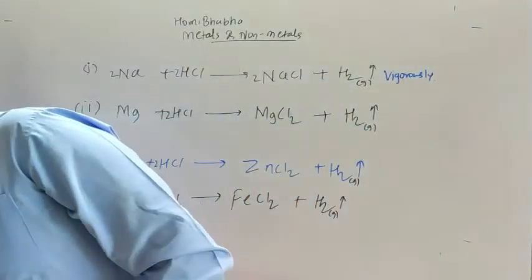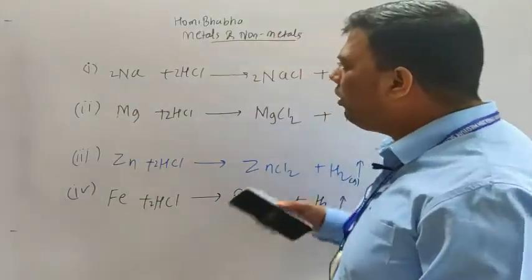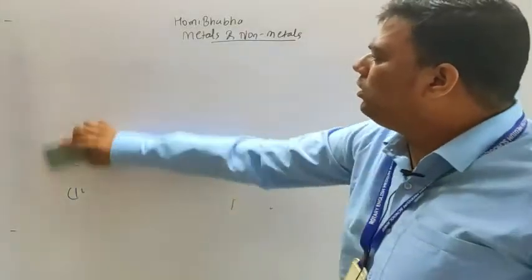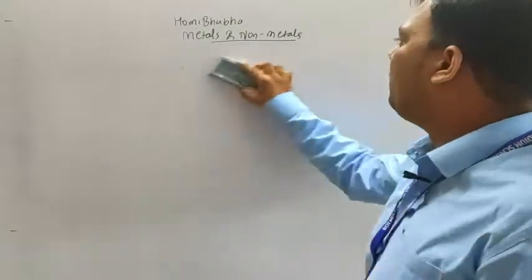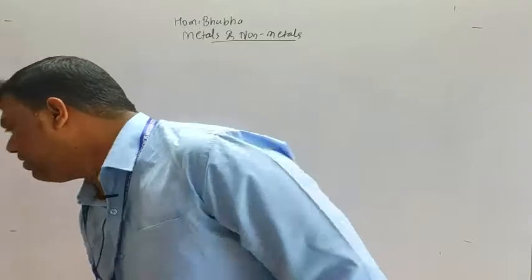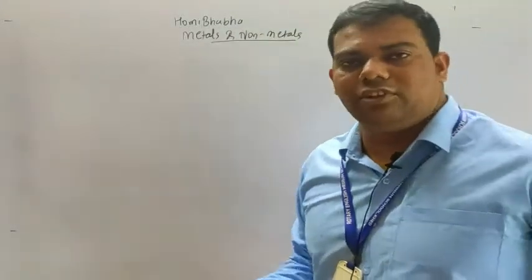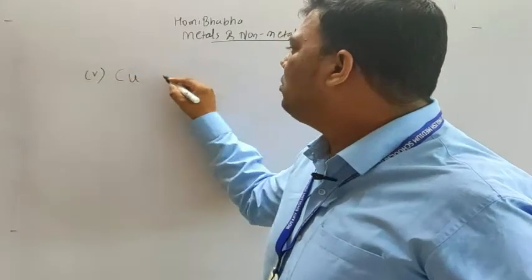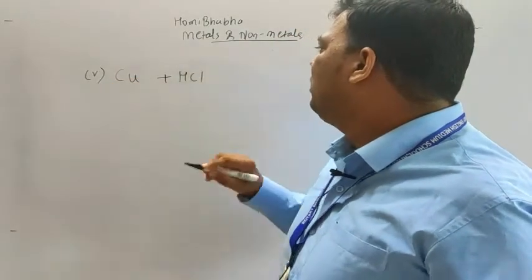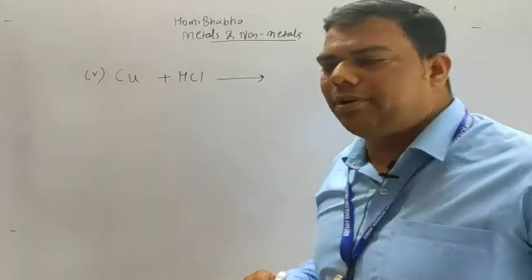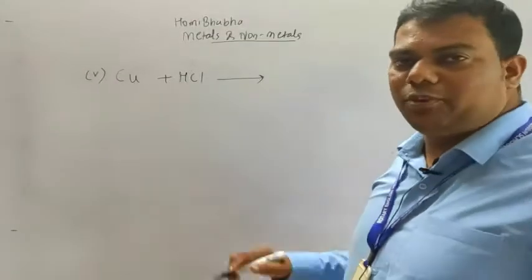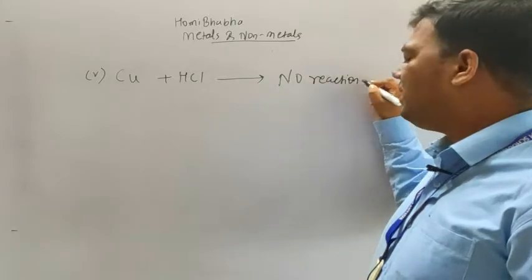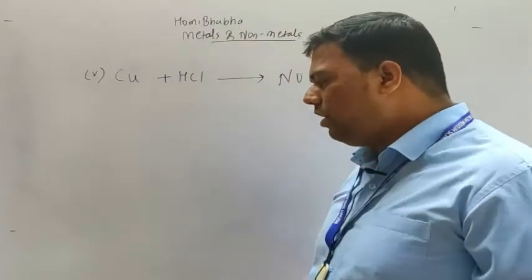Now these are some reactions we saw. Our fifth reaction is very important. I hope you understood all these reactions. The next reaction, the fifth, is the reaction of copper with HCl. What will happen? On copper, if you put HCl, no reaction will occur.